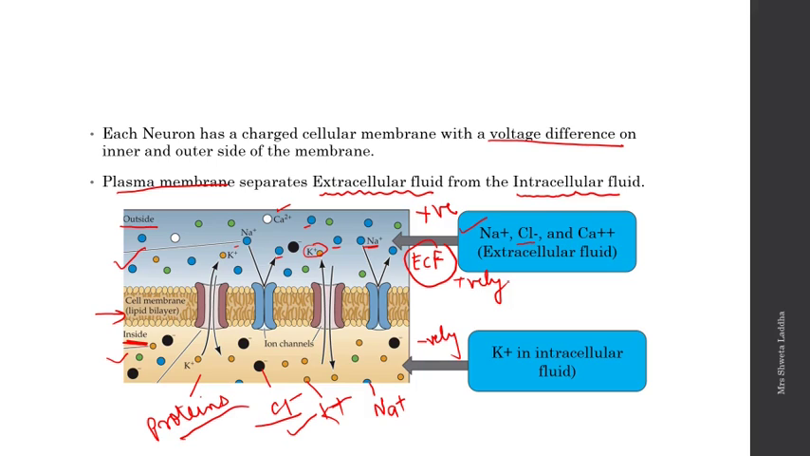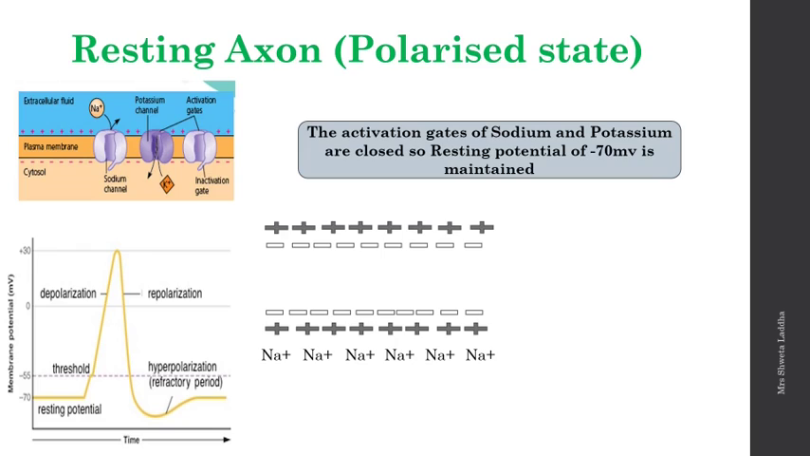So I hope you understood. The plasma membrane is a bilipid membrane which separates the extracellular fluid and the intracellular fluid. Extracellular fluid has more sodium, chloride and calcium. Intracellular fluid has more potassium, but it is negatively charged because it has a lot of negatively charged protein molecules present inside. Now let us study what is the resting axon or polarized state.